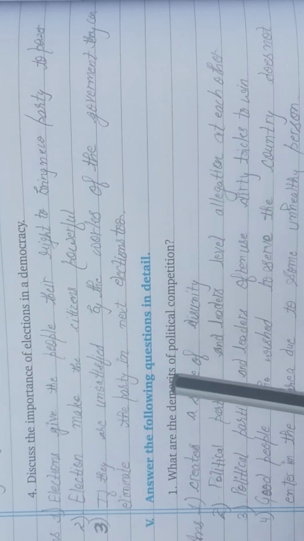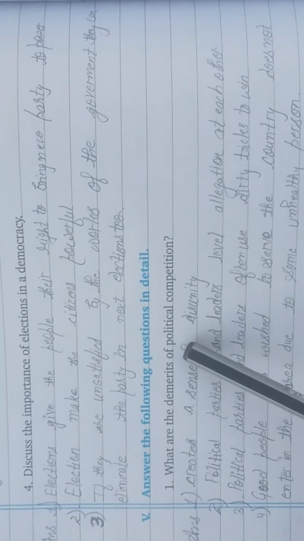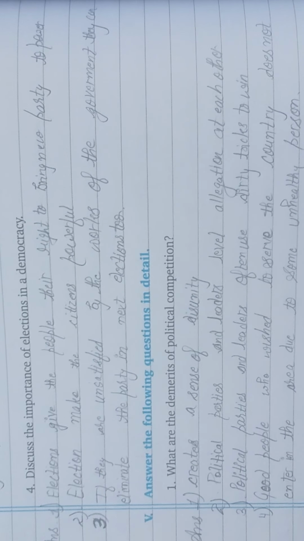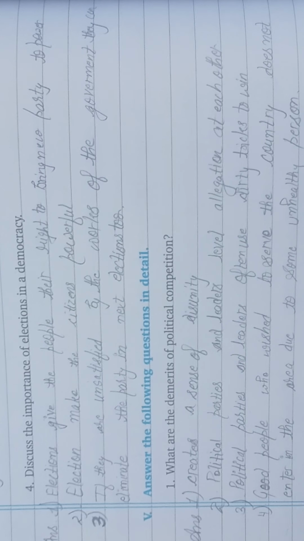Fifth question is, answer the following questions in detail. First question: what are the demerits of political competition? It creates a sense of disunity. Political parties and leaders level allegations against each other. Political parties often use dirty tricks to win. Good people who wish to serve the country do not enter the area due to some unhealthy practices. For a political leader, the biggest test is the election, which determines whether they are able to work as representatives of the voters. For leaders, it is their ability to understand people's concerns that matters.